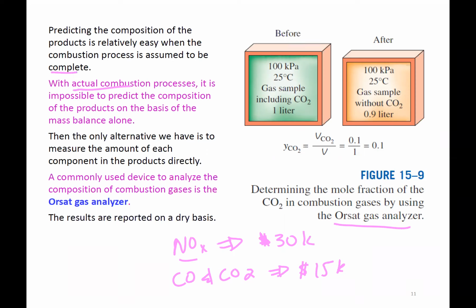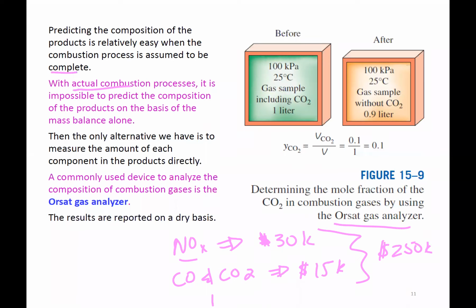And then you need something for hydrocarbons. You need a whole bunch of other ones. So usually, just for the emissions, that's not including particulate, that could be like 250K just for the instrumentation of those.